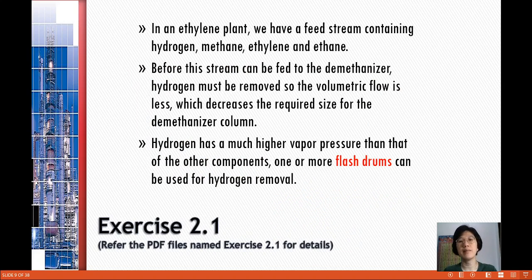So I think that's it about the principle of the separator, which is the flash drum. We'll stop here for a while before we proceed to exercise 2.1. Thank you very much.